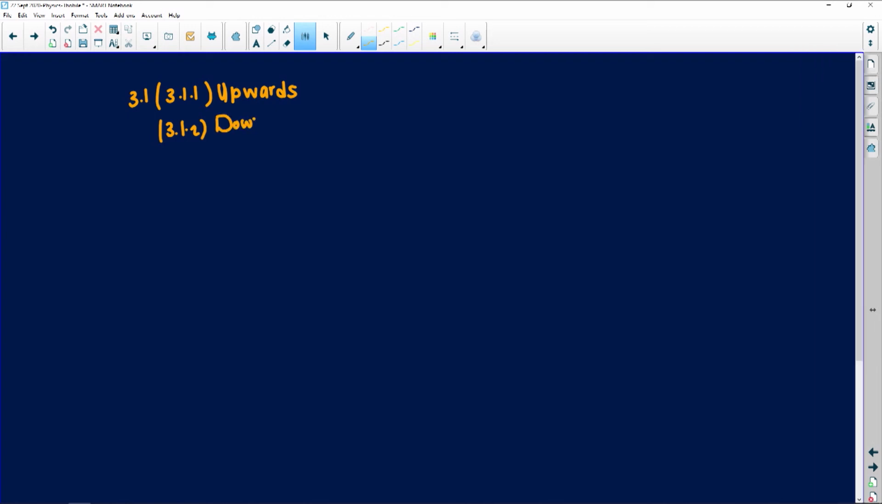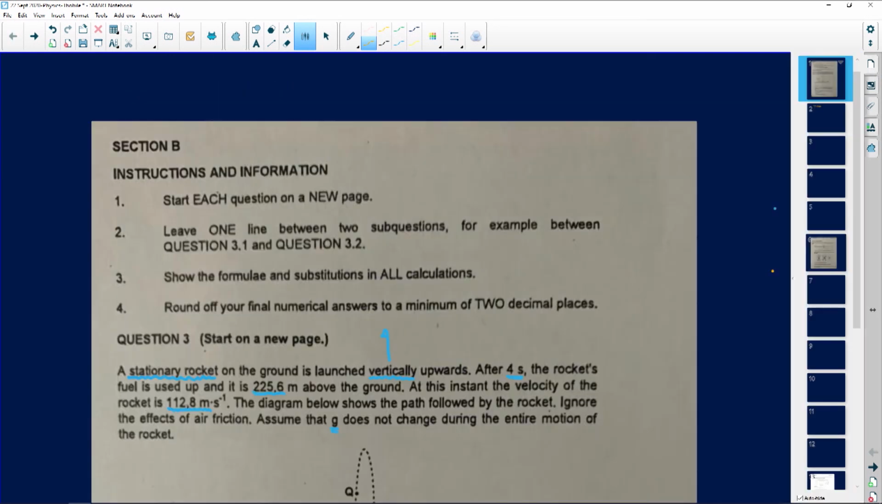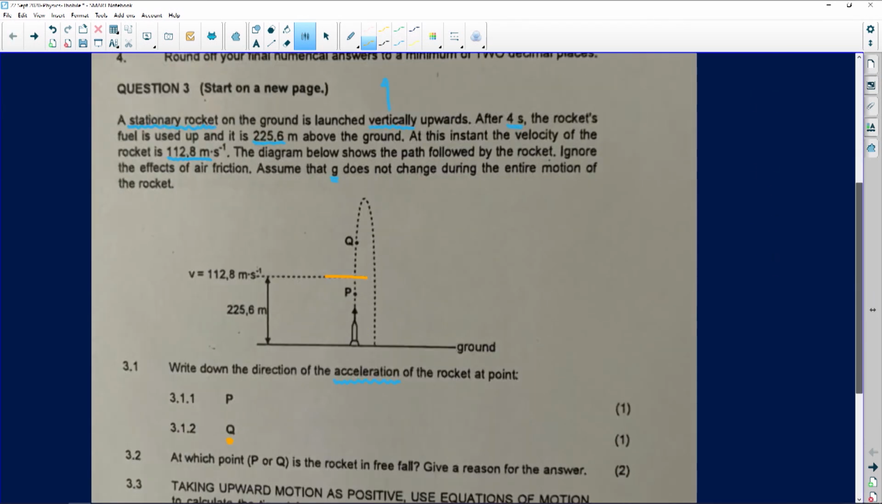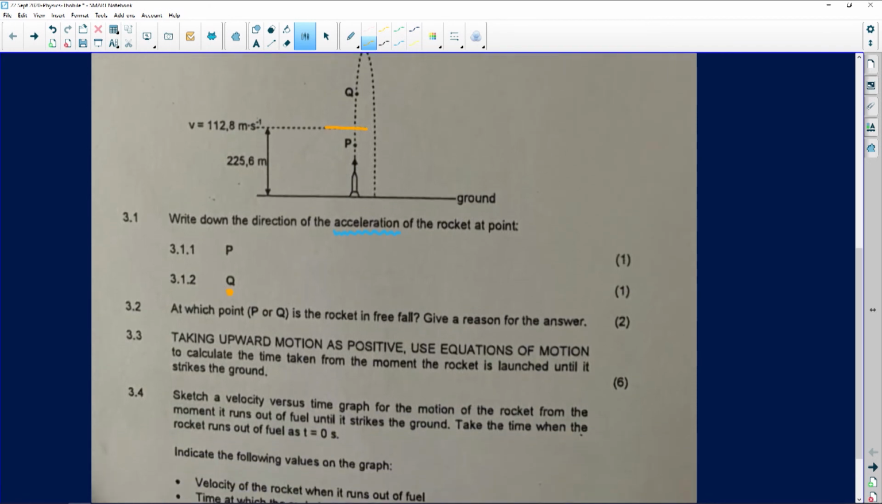So now it's downwards. And I always like to say, you guys must use full words like downwards and upwards, and not only up and down. So let's stick with that. That was only for 1 mark. And let's look at 3.2. It says, at which point, P or Q, now don't write both, they only said P or Q, is the rocket in free fall, and we must give a reason for your answer.